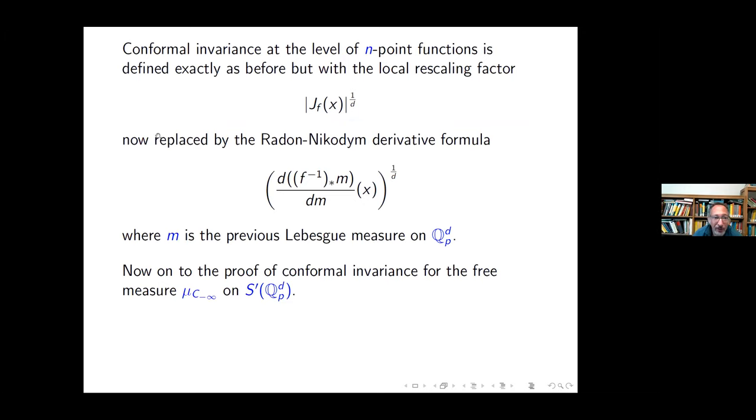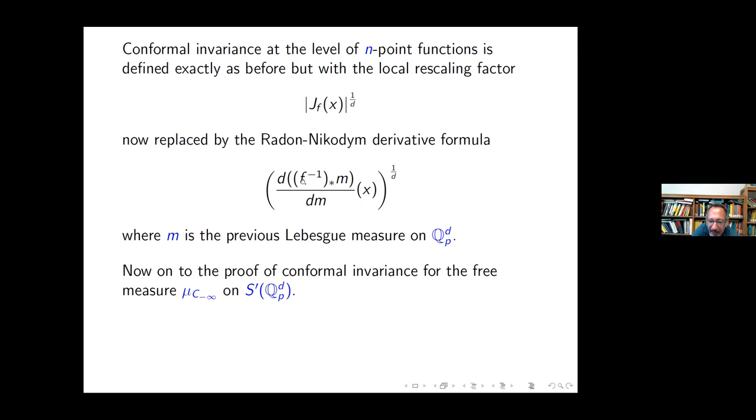Okay. So here is also how you can define conformal invariance at the level of endpoint functions. Basically, it's exactly the same formula when you transform by the transformation F, but now I have to explain to you what this rescaling factor is. It's not the Jacobian. I don't know how to differentiate these things, but okay, it's very simple.